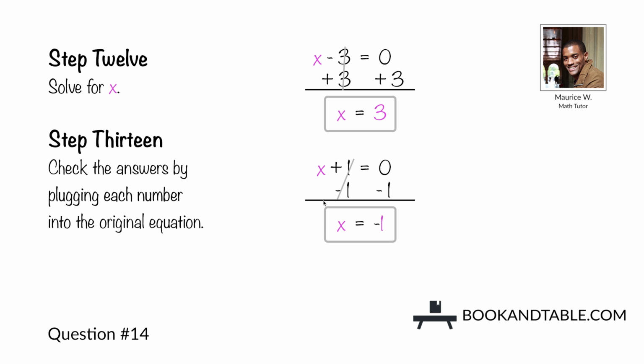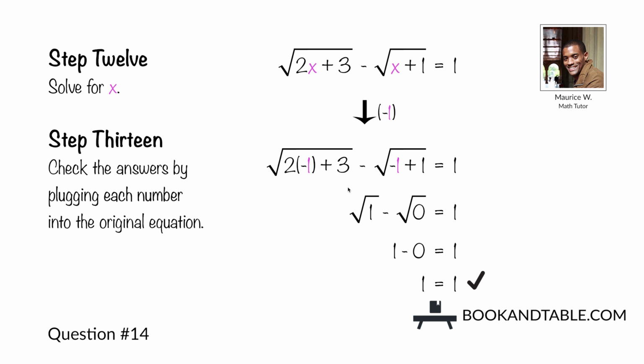Step 13, check the answers by plugging each number into the original equation. Plug negative 1 into both places where you see x. 2 times negative 1 is negative 2. Negative 2 plus 3 is equal to positive 1. The square root of positive 1 is 1. For our second radical term, we have negative 1 plus 1, which is 0. The square root of 0 is 0. 1 minus 0 is equal to 1. So since our left side equals the right side, that confirms that x does equal negative 1.